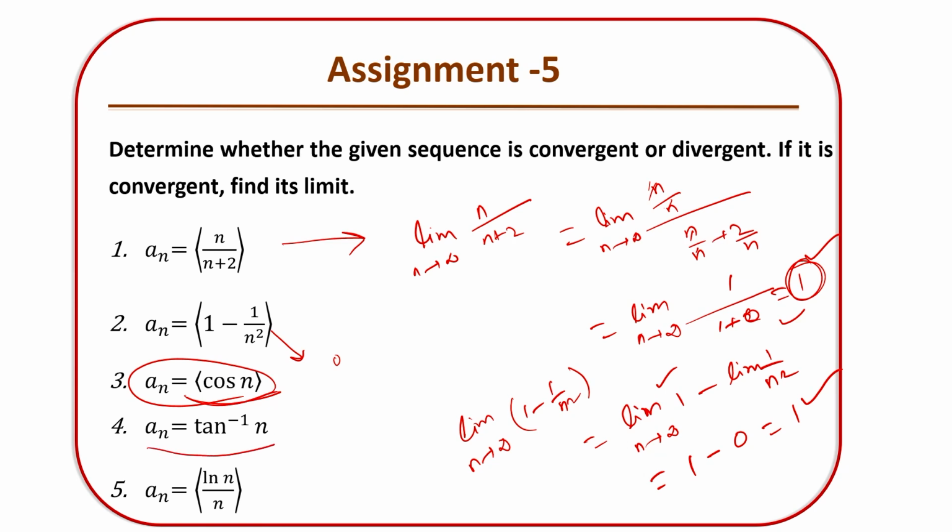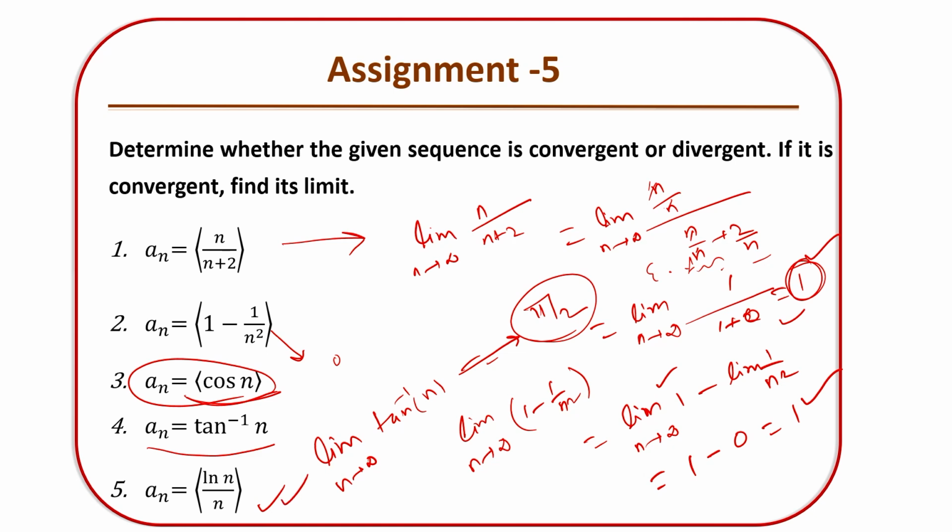Similarly, a n equal to tan inverse n. In the previous lectures, we have already done this. So, limit of n tends to infinity, tan inverse of n is going to be pi by 2. We had already proved this one using the epsilon definition. What about natural logarithm n divided by n? Just explore with your own concepts, and let me know whether it is easy for you or not.